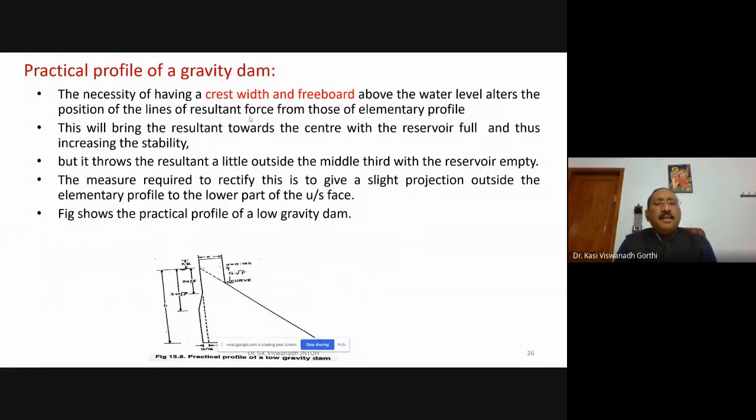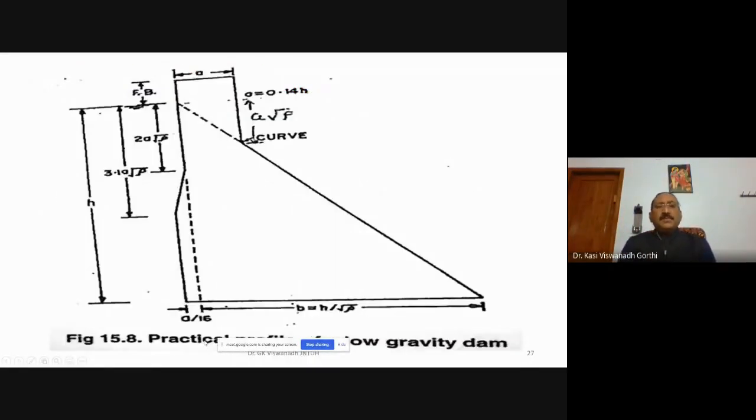So the measure required to rectify this is to have a slight projection outside the elementary profile also in the lower part and the upstream portions. So this gives the practical profile of a gravity dam, having an elementary profile increased with a certain freeboard, provided with a roadway or a top width, and an upstream slope. So this is the practical profile. The practical profile would be like this.